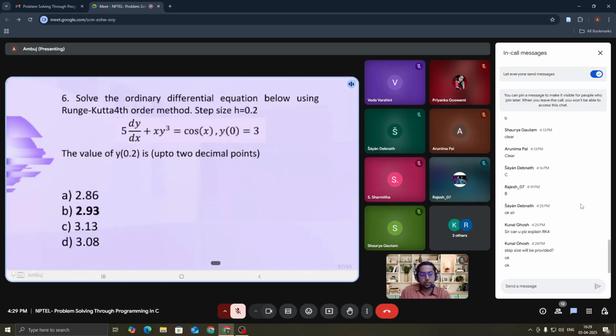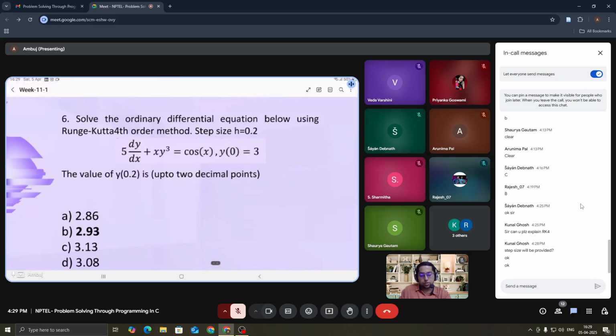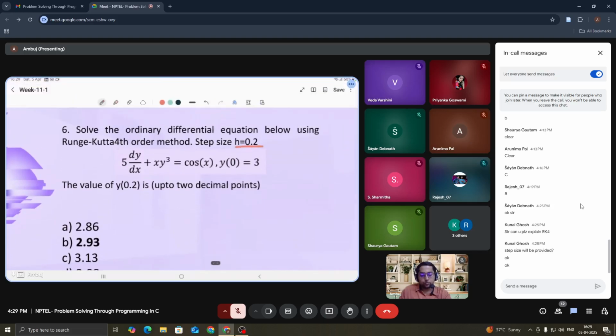Step size, directly see here. It has been provided in the question. H is 0.2. It will always be provided. Okay. I assume it is clear.